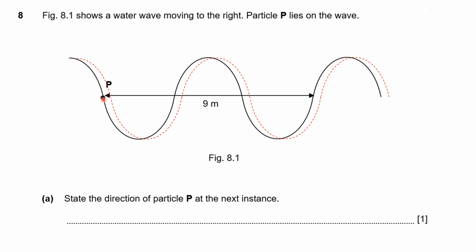And you can see that point P, as we know, the water wave is a transverse wave, would oscillate in a perpendicular direction to the motion of the wave. So that means that point P actually oscillates up and down, and you can see that in the next movement, it would have gone upwards, so the direction would therefore be upwards.